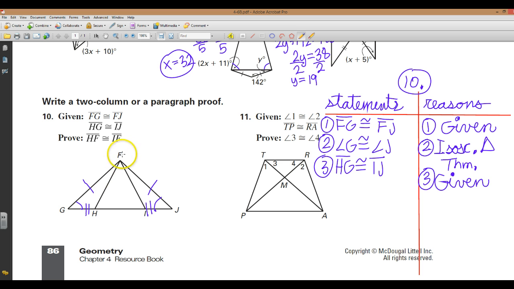So now, if I look at triangle FGH or triangle FJI, I notice that I have two sides and the included angle marked. So this triangle, I have a side marked, an angle marked, and a side marked. Same with this triangle, side mark, angle mark, side mark. So these two triangles are congruent by side angle side.